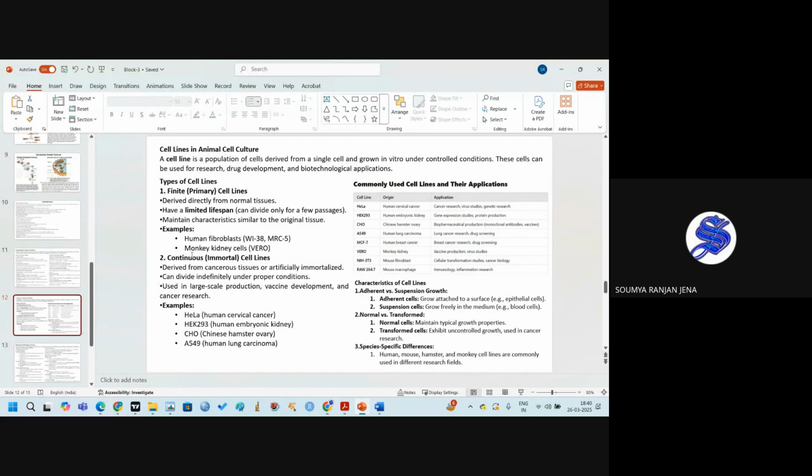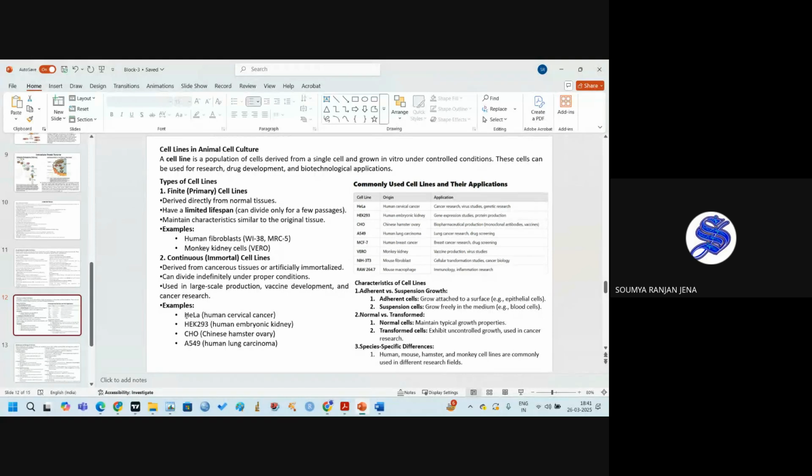Most of the time we use continuous or immortal cell lines, that is cancerous tissue, because most research is being done on cancer, because cancer is immortal. There is uncontrolled growth. So most of the time these cancerous tissues are artificially immortal and can divide independently under proper conditions, because of uncontrolled growth. Then we use them for large-scale production of vaccines, vaccine development and cancer research.